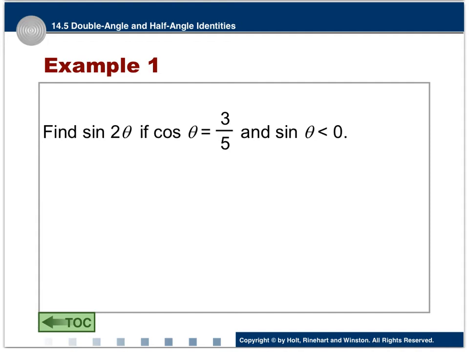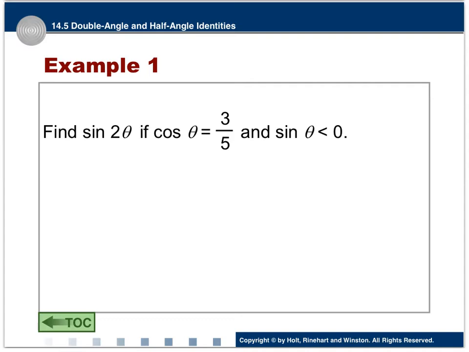Okay, so in this video we're going to look at how to apply our double angle formula. It says to find sine of 2 theta if cosine of theta is equal to 3/5 and sine of theta is less than 0. There's a couple things that we have to do. We're going to use triangle ratios.